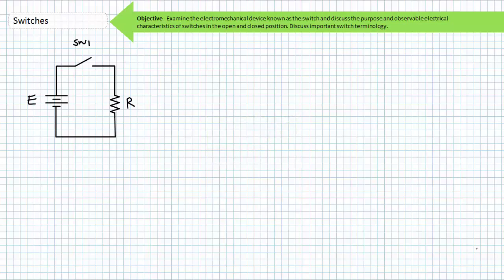Today we'll discuss the simple electromechanical device known as the switch. As we'll soon learn, switches come in many forms and perform many functions, the most obvious being the selective enabling or disabling of electrical loads placed in series with a switch.